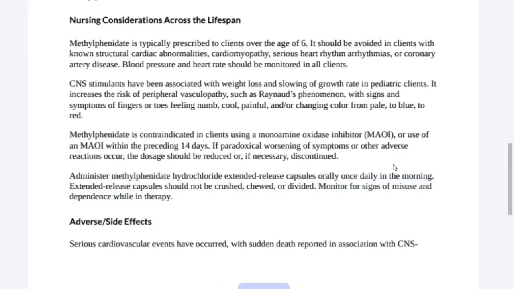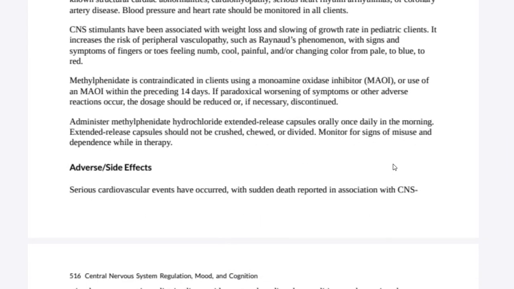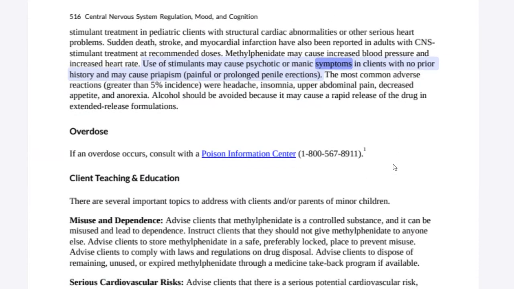Adverse side effects. Stimulant treatment in pediatric clients with structural cardiac abnormalities or other serious heart problems. Sudden death, stroke, and myocardial infarction have also been reported in adults with CNS stimulant treatment at recommended doses. Methylphenidate may cause increased blood pressure and increased heart rate. Use of stimulants may cause psychotic or manic symptoms in clients with no prior history and may cause priapism. The most common adverse reactions were headache, insomnia, upper abdominal pain, decreased appetite, and anorexia. Alcohol should be avoided because it may cause a rapid release of the drug in extended release formulations.